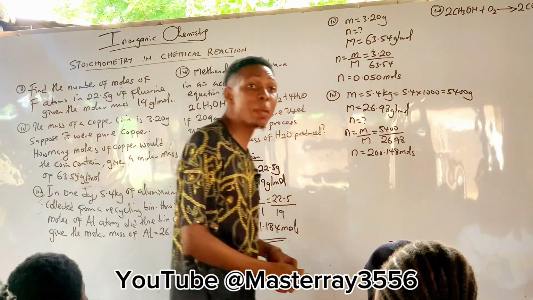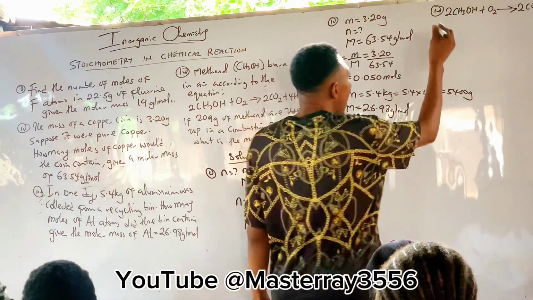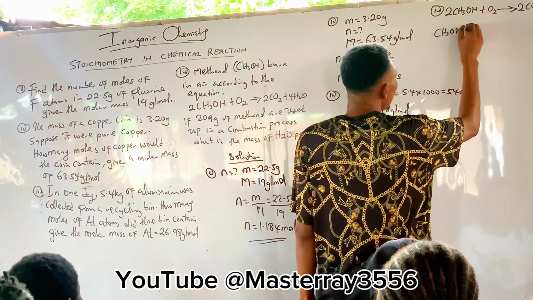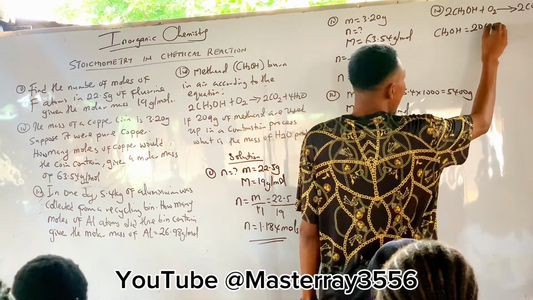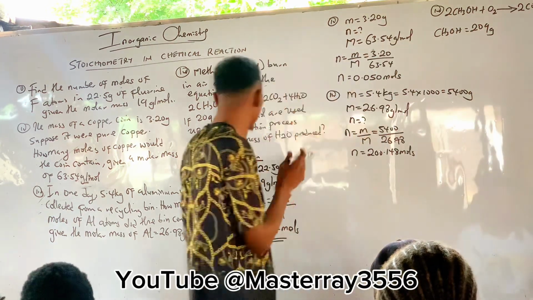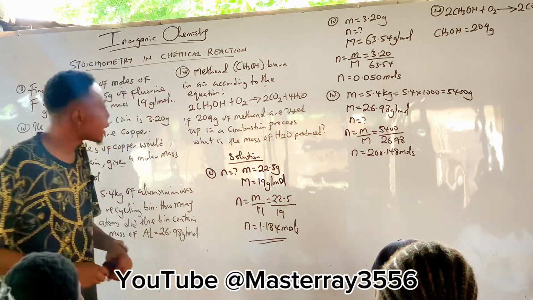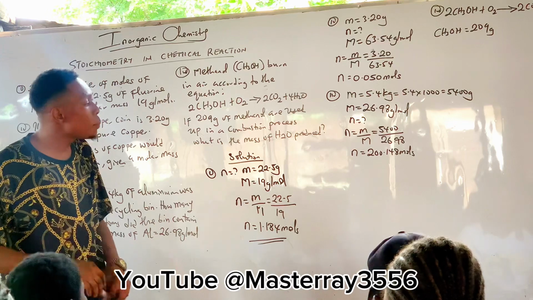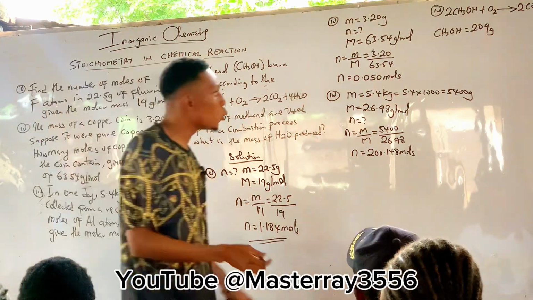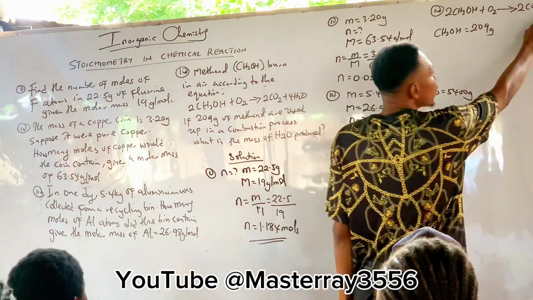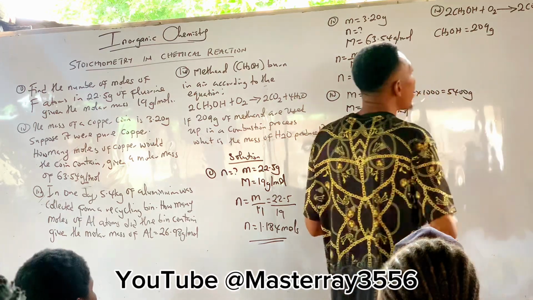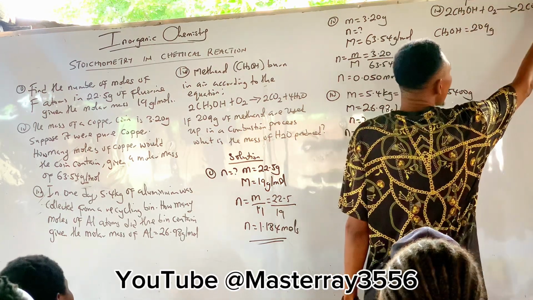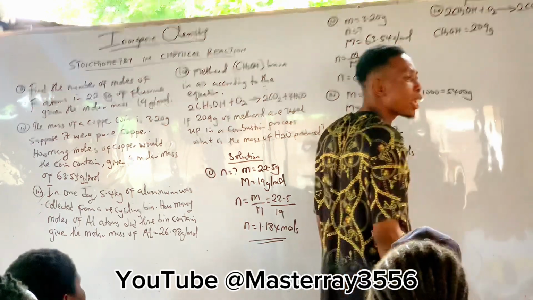we are given the mass of methanol, that is CH3OH, to be 209 grams, isn't it? Now please pay attention. You were told that it is used up in a combustion process. What is the mass of H2O? Now we are looking for the mass of H2O. This time around, you are working with your methanol and your water. Are you following?